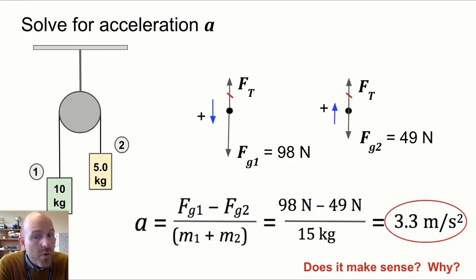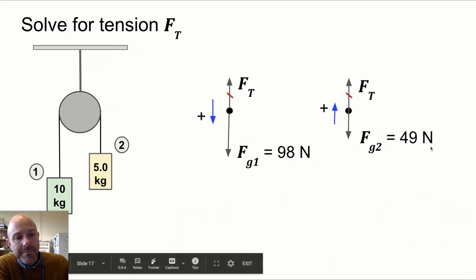You might ask yourself, does this make sense? Well, it is less than the acceleration due to gravity, which is good, and it is also less than the acceleration would be if you just had a 10 kilogram mass being pulled in one direction by 50 newtons and one by 100, because we have more mass in the system. There's a total of 15 kilograms of mass, which shows up in the denominator here.